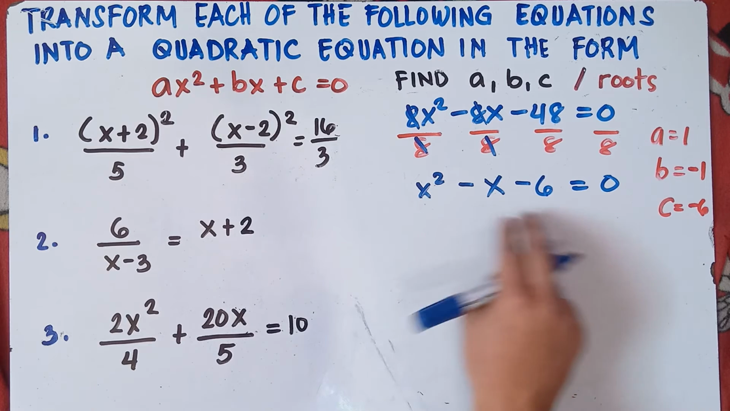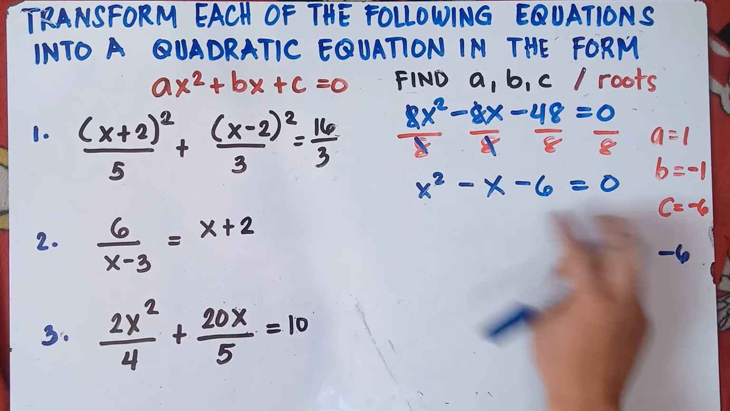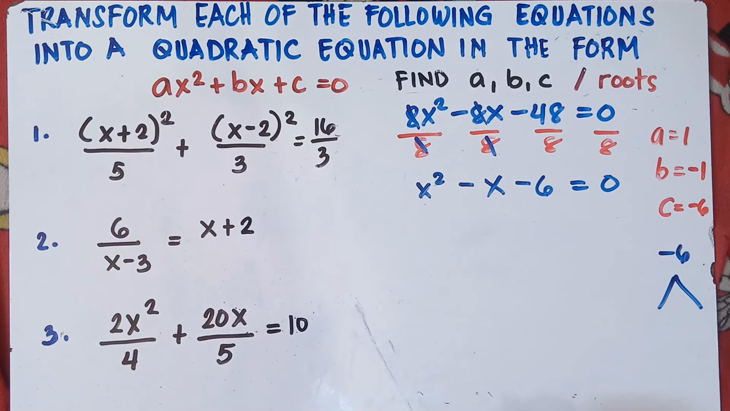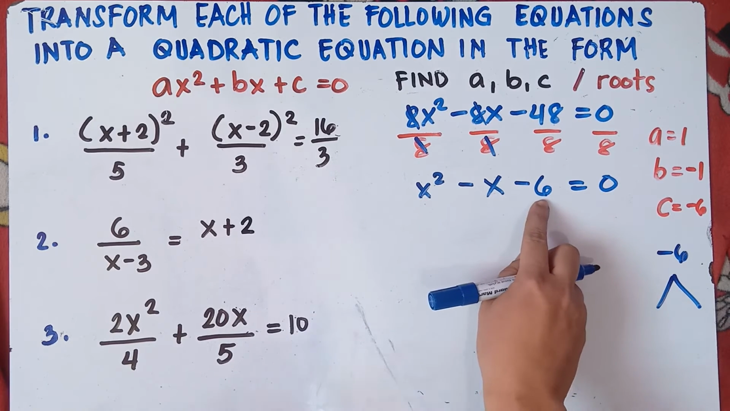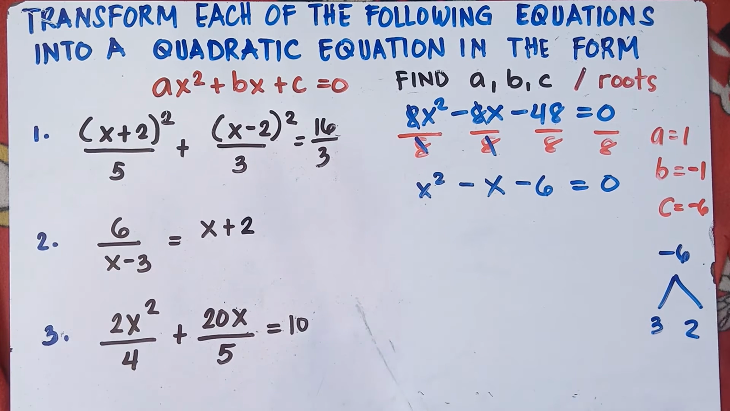So to find the roots, class, we need to factor this out. Negative 6, copy negative 6, the constant. Then you find two numbers that when you multiply, you will get negative 6, and when you add, you will get negative 1. Of course, there would be 3 and 2. And since this is negative, one number should be negative. There would be negative 3 and positive 2.